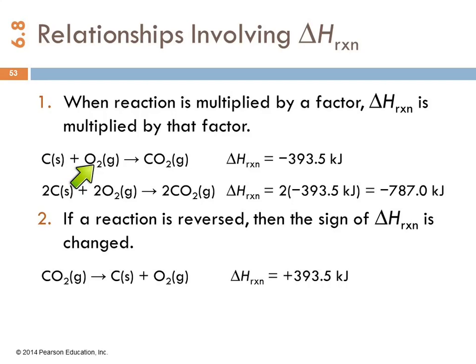Carbon plus oxygen forming carbon dioxide. The heat of reaction is minus 393.5 kilojoules. This is an exothermic reaction. It's giving off energy, right? If we double the reaction amounts, because this is for 1 mole of carbon, by doubling the coefficients in the reaction, then we have to double the heat of reaction as well, because this is for the amount specified in the equation. Does that make sense?